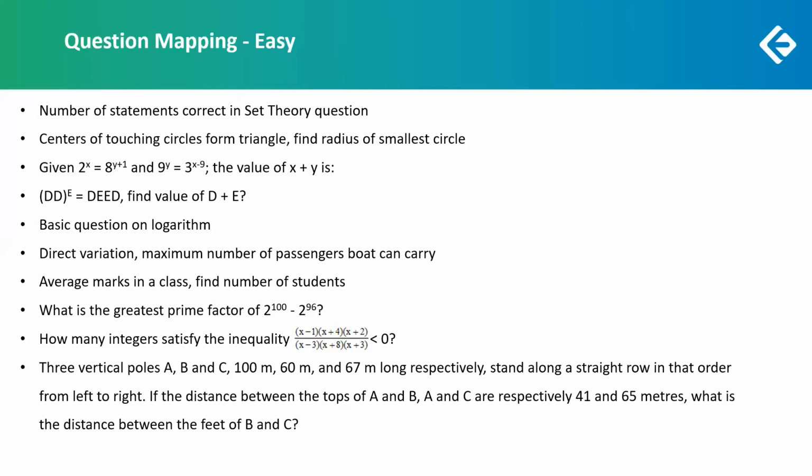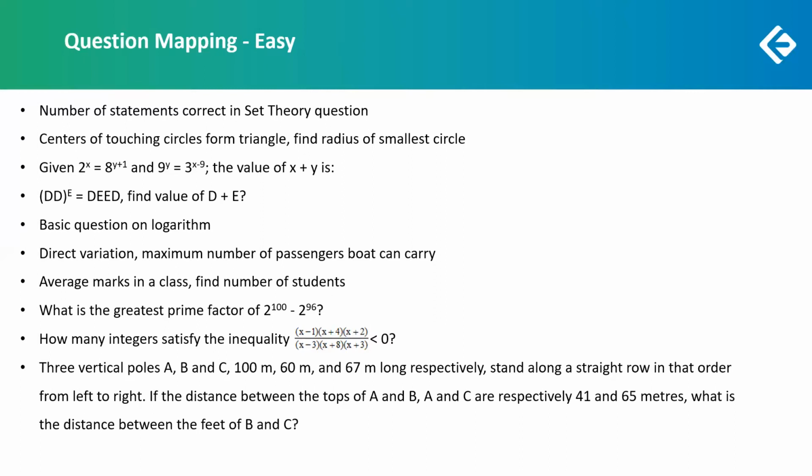Next, we had a question on direct variation, in which we had to find the maximum number of passengers that the boat could carry. Now, this was a standard question that we should have solved before, because this is a question that has come in the CAT many years before. And it is a standard question that we teach in class also. So this was definitely an easy question, because we should have come across this type of question by now. Even if we hadn't, it was not really a difficult question.